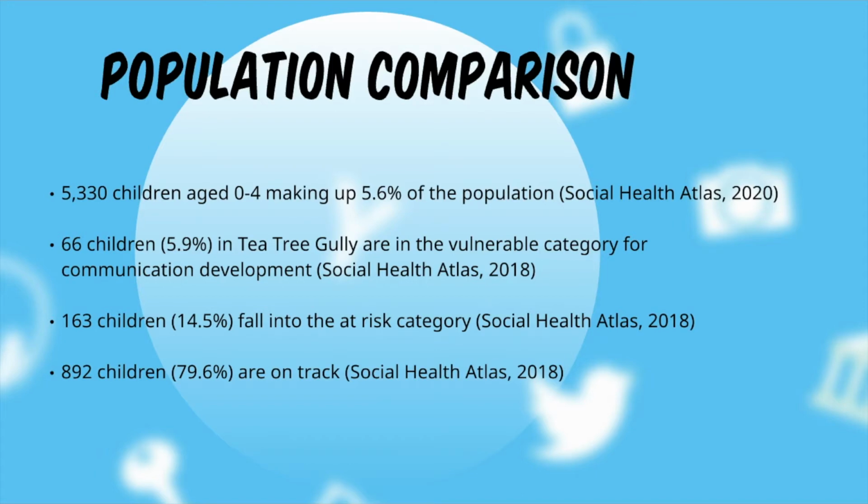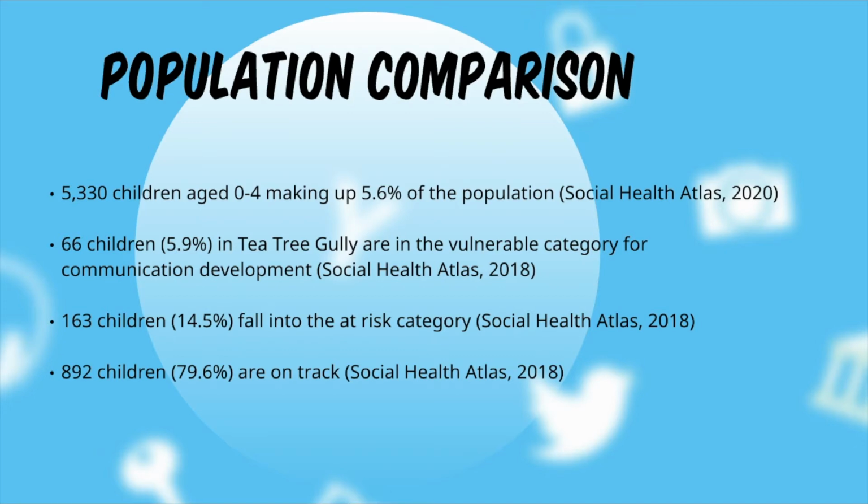In 2018, 8.4% of South Australian children were vulnerable to communication development, and 13.8% were at risk. The vulnerable category for Tea Tree Gully is 2.5% lower than the South Australian percentage, meaning children are slightly less likely to develop communication issues in that council area.